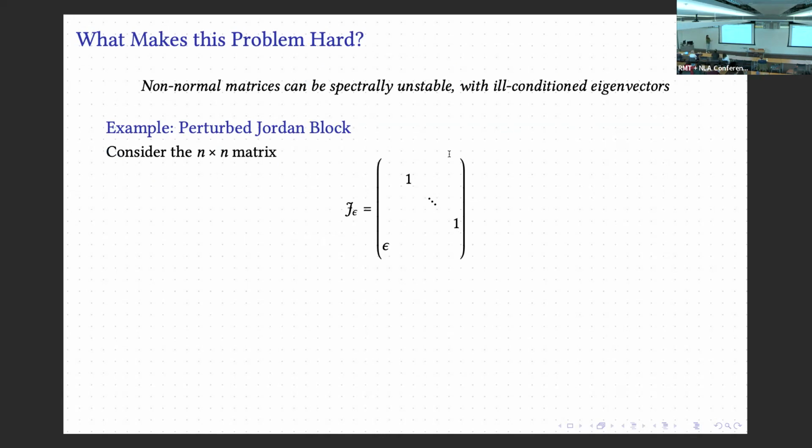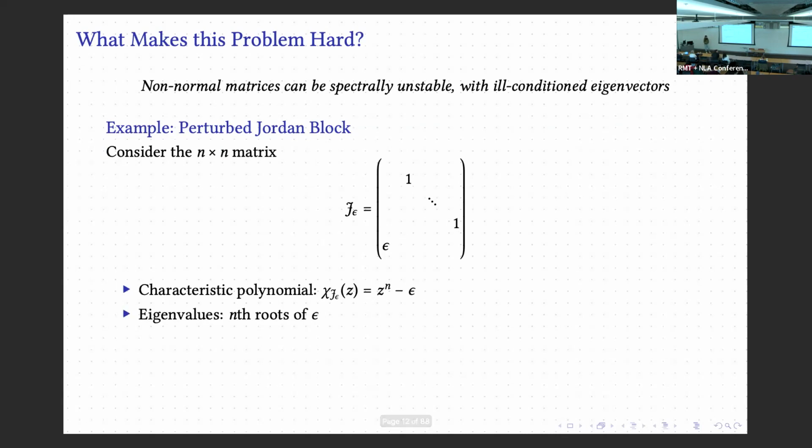So let's look at a matrix which has ones on its superdiagonal, epsilon in the lower left corner for some small epsilon, and zeros everywhere else. You can calculate by hand that the characteristic polynomial of this matrix is just z to the n minus epsilon, meaning that its eigenvalues are the nth roots of epsilon.